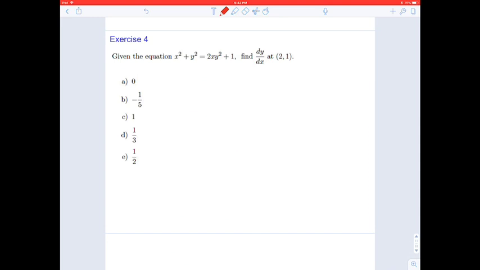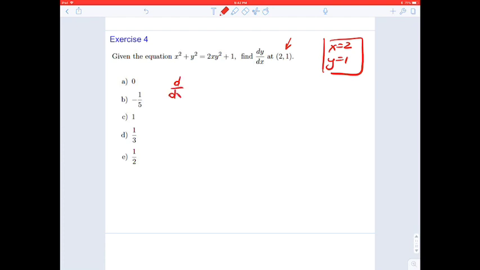Exercise number 4. Given the equation x squared plus y squared equals 2x(y squared plus 1), find dy/dx, but at the point (2, 1). X is 2, y is 1. It means now I will use implicit differentiation, but I will take advantage of the given point (2, 1) and use the point right away.